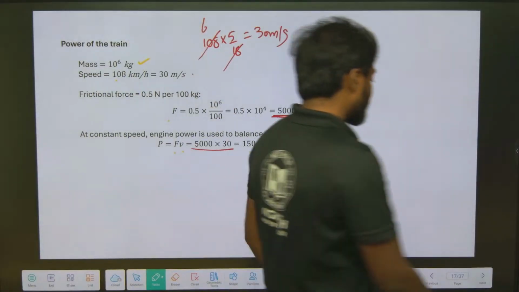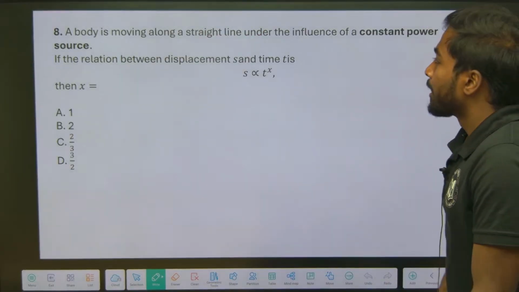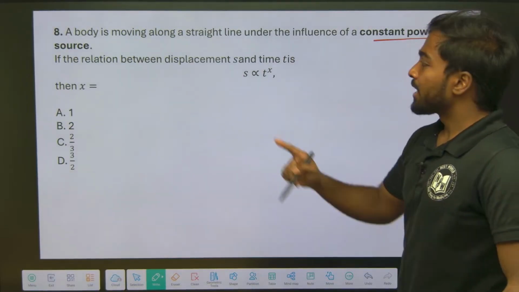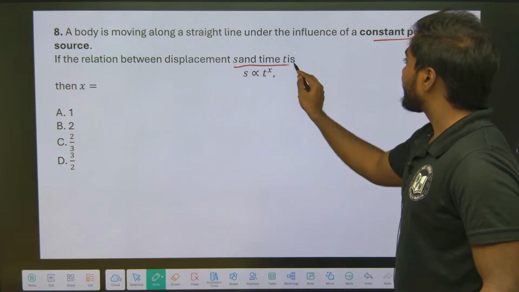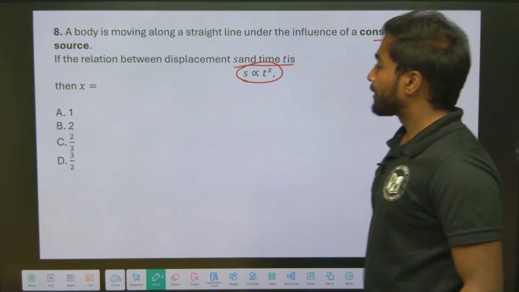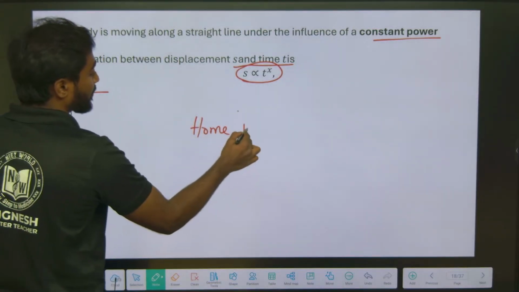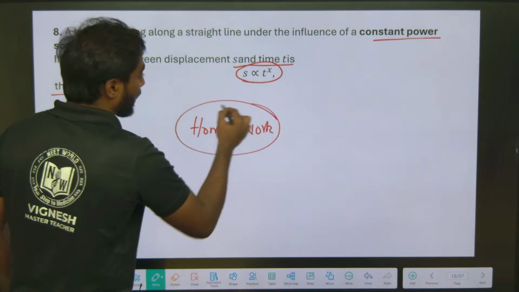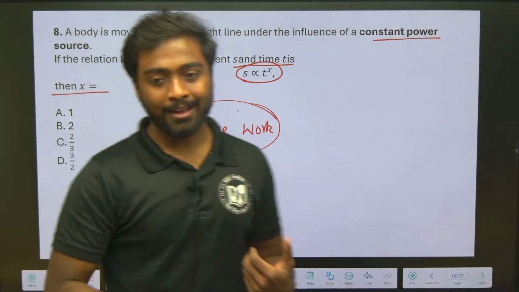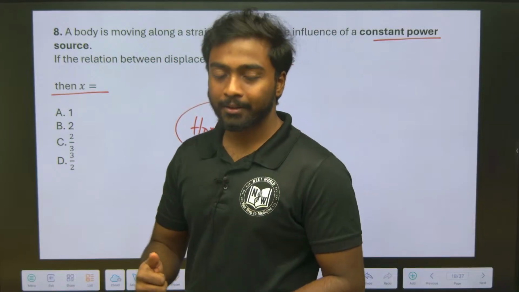The next question is homework for you. A body is moving along a straight line under the influence of a constant power source. If the relation between displacement s and time t is s directly proportional to t power x, then what will x be? Please try to complete this question before coming for the next class. Whoever is watching online can give the answer in the comment boxes, so we will cross-verify it. If it is wrong, we will mention the answer key. If it is correct, no issues.